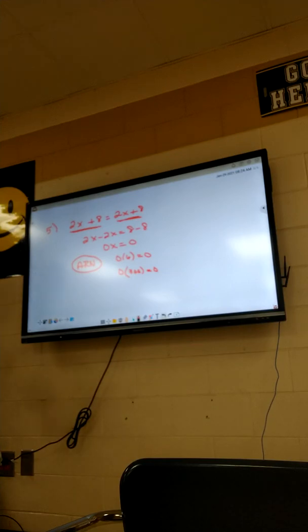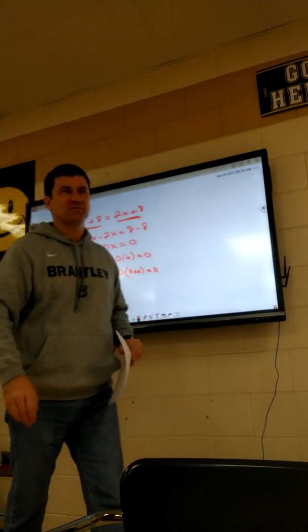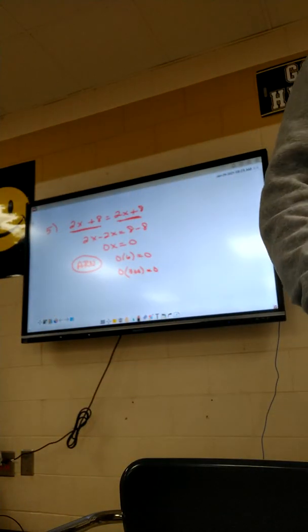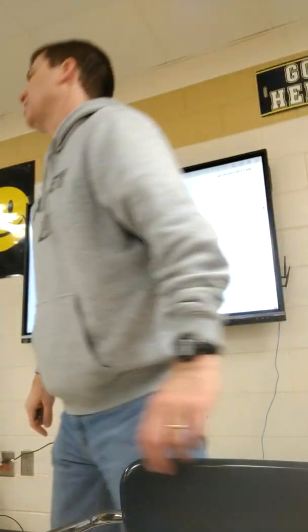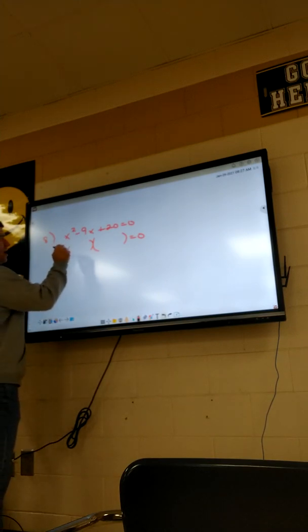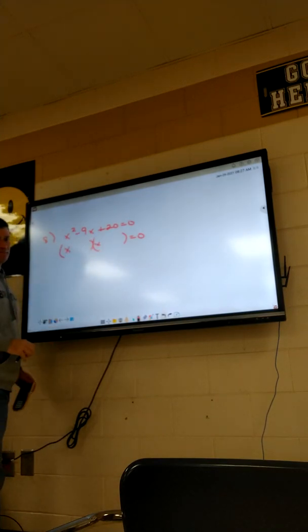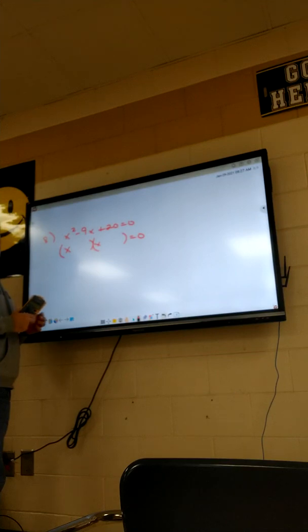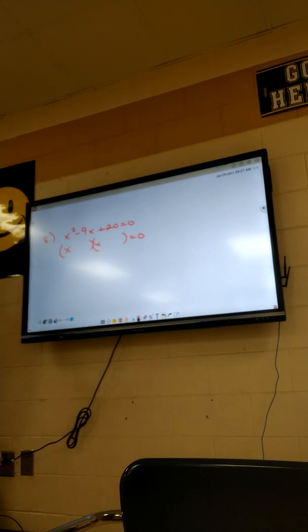Y'all do 6. Y'all shouldn't need my help. Try 6. We'll check our answer. I don't have an answer yet. I think everybody knows it's going to start out x times x. I showed y'all last week how to find your factors of 20 on your calculator, right? But that was on the other calculators. So I need to show y'all how to do it on here.